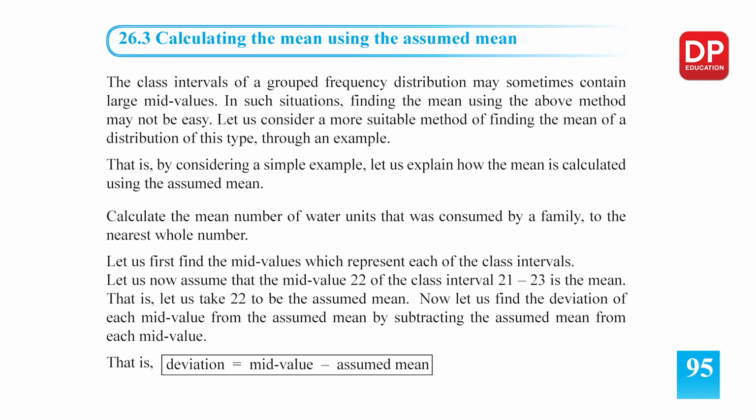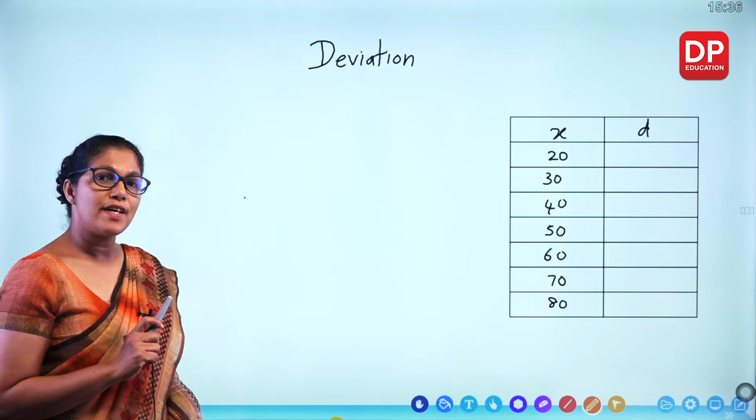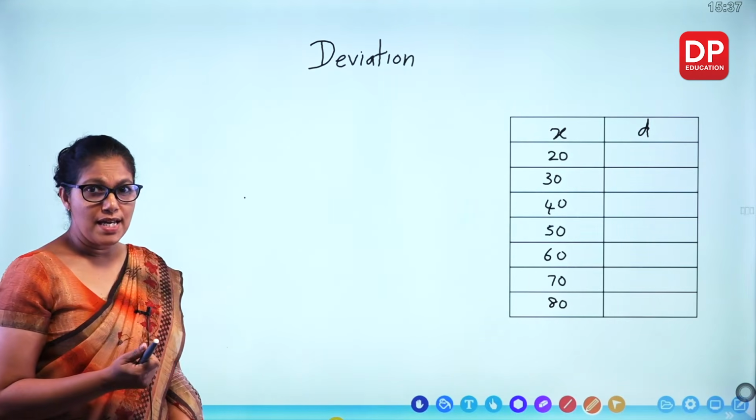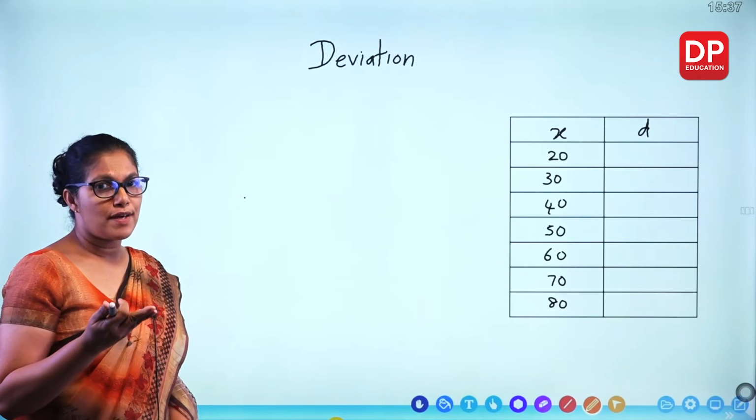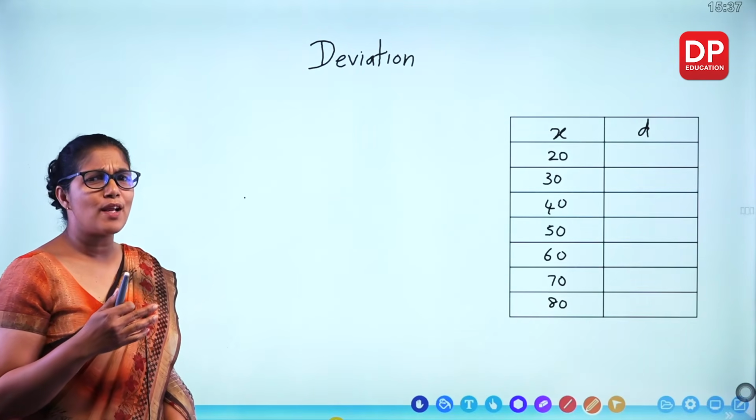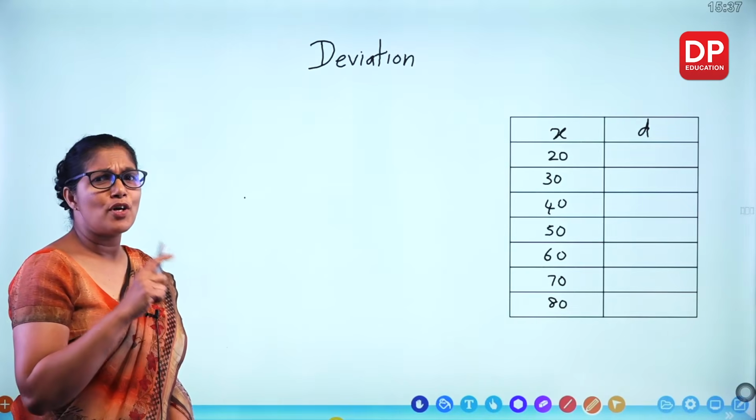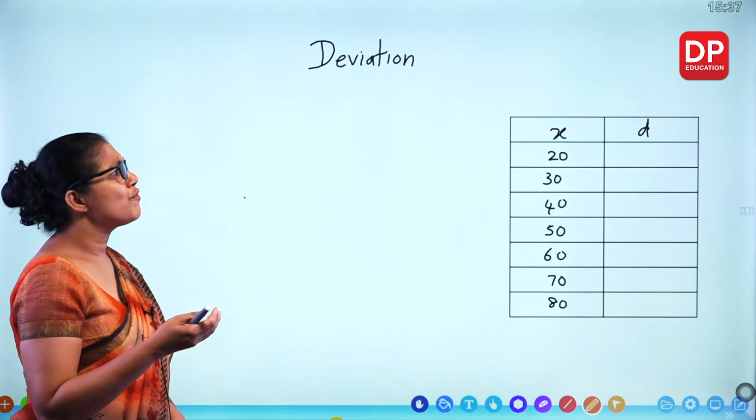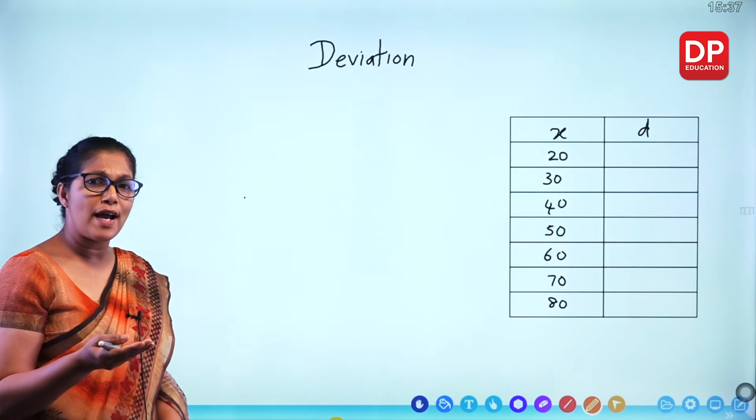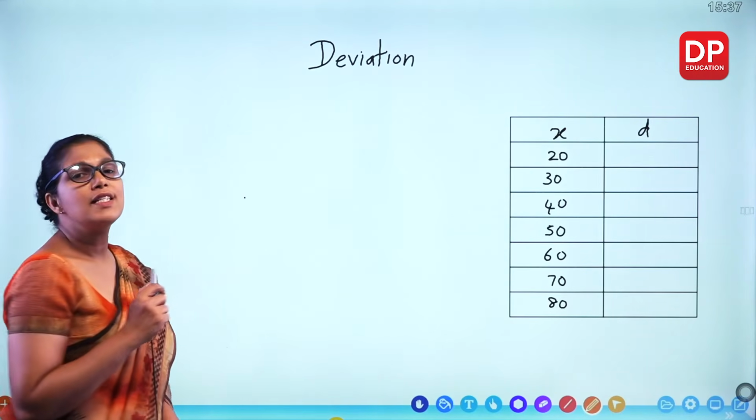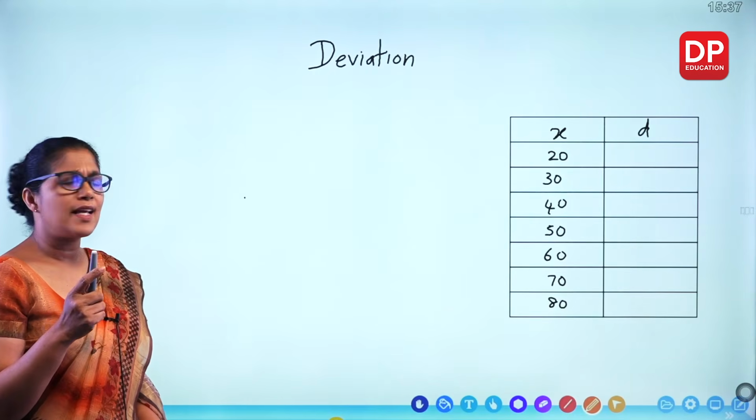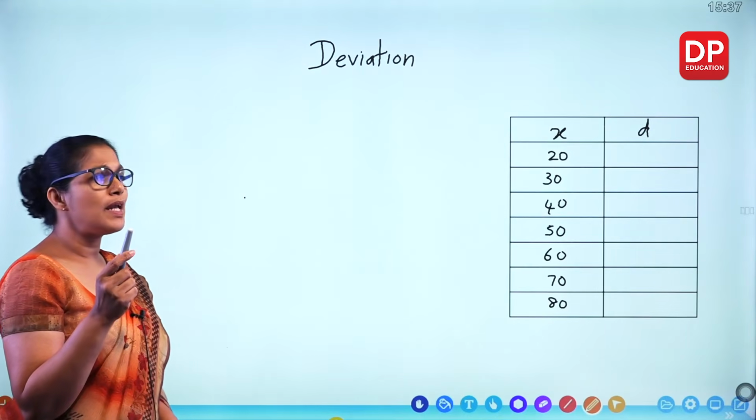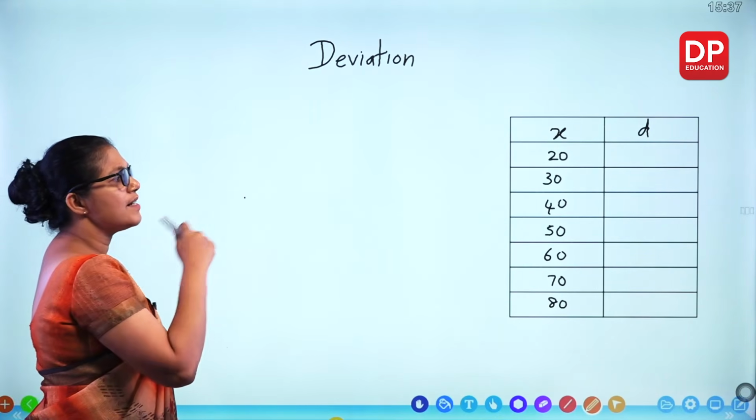Now we'll discuss how we can calculate deviation. So far we did finding the mean using the formula sigma fx over sigma f. Sometimes the calculations are hard because you have to multiply really big numbers. So we are trying to find an easy way to find the mean using the deviation method. So first, you have to know what deviation is. Deviation is the difference between a value and another value.